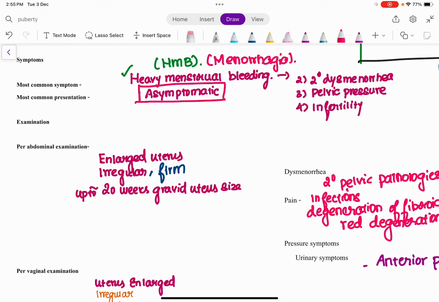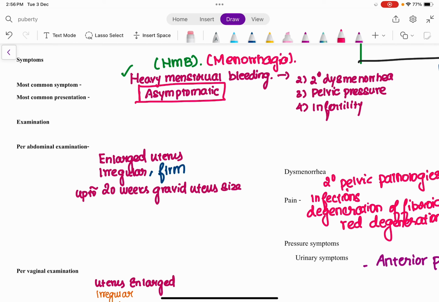So what is the most common presentation? Always remember, the most common presentation is actually asymptomatic. The patient is not going to have any symptom, and only when you do an ultrasound for some other purpose, on incidental finding you find that there is a fibroid situated in the uterus. So the most common presentation of fibroid is always asymptomatic, discovered only incidentally, where the patient has come to you with some other complaint, you have ordered an ultrasound, and on the ultrasound you find that a fibroid is present in the uterus.